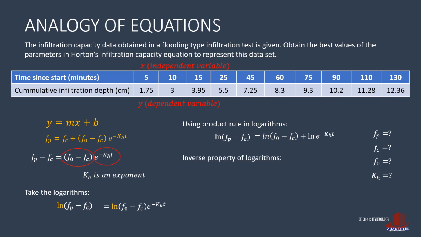There is also the inverse property of logarithms, which states that ln of e raised to r is basically r. Apply these to the last term of the function, making it ln of Fp minus Fc as equal to ln of F0 minus Fc minus kh times t. This is then aligned with the slope-intercept formula. We can note that ln of Fp minus Fc is y. There is also ln of F0 minus Fc, which is just a single term, so we align this as b. Then negative kh times t is aligned with m times x, making negative kh as the slope m, then t is x.